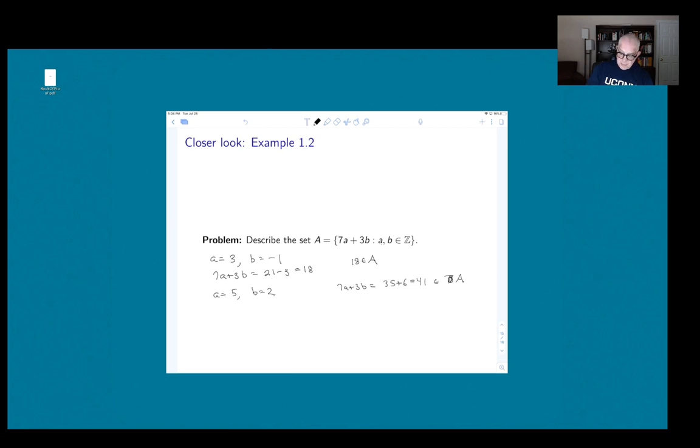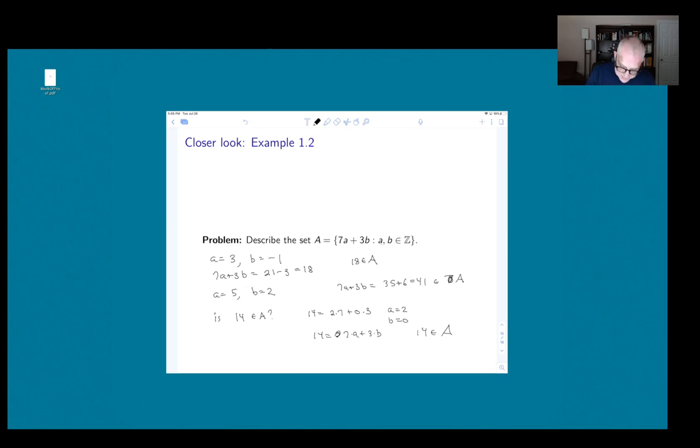Well, this is kind of a painful process. Maybe we could try to figure out if there's a number that isn't in A. Like let's pick a number at random. Let's pick like 14. Is 14 in A? Well, can we write 14 as 7a plus 3b? Well, actually we can, right? 14 is 2 times 7 plus 0 times 3. So if I take a equals 2 and b equals 0, then 14 is 7 times a plus 3 times b, and so 14 is in A.